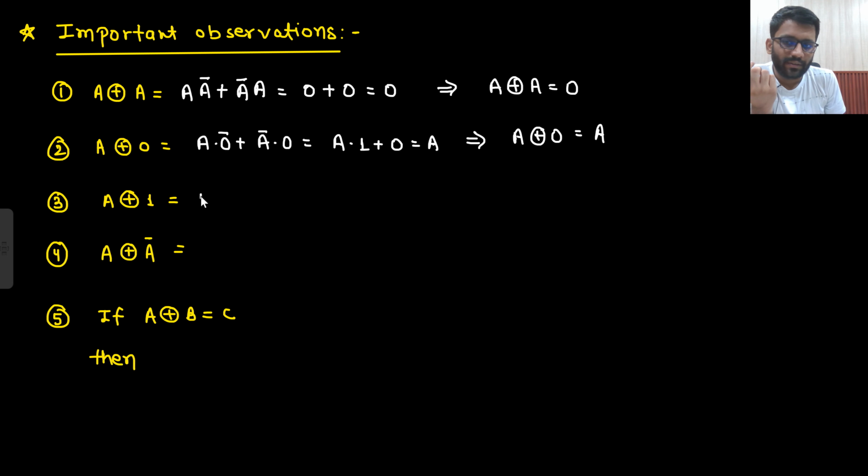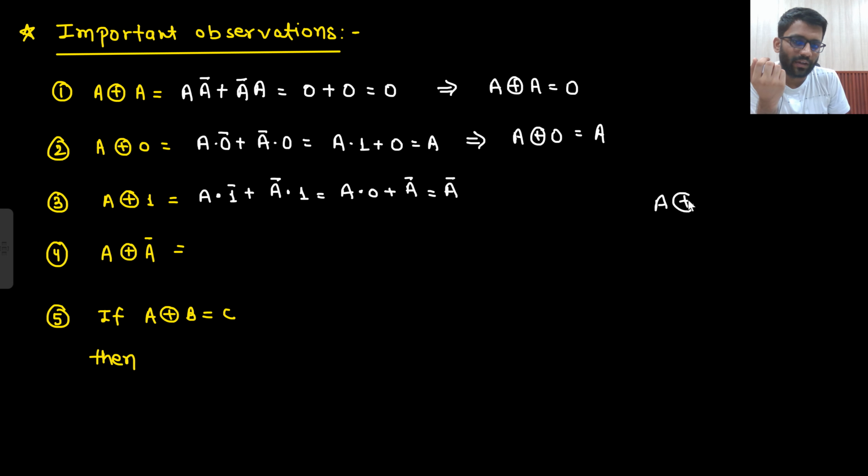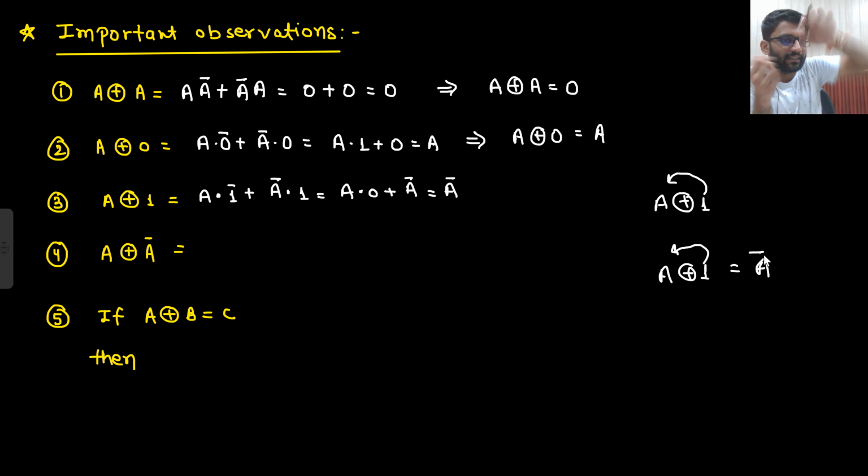A XOR 1. So A into bar of 1 plus bar of A into 1 as it is. Bar of 1 is 0. A into 0 plus A bar into 1 will be A bar only. A into 0 is 0. So this would be A bar only. So A XOR 1, what will happen? This 1 will go here and it will act as bar. Are you getting this point? This was A XOR 1. So 1 goes here and it will become bar. 1 is rotated 90 degrees. So it is A bar.